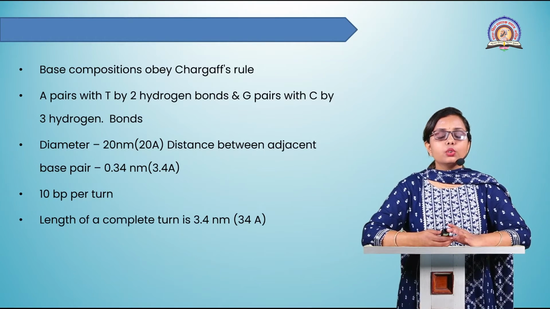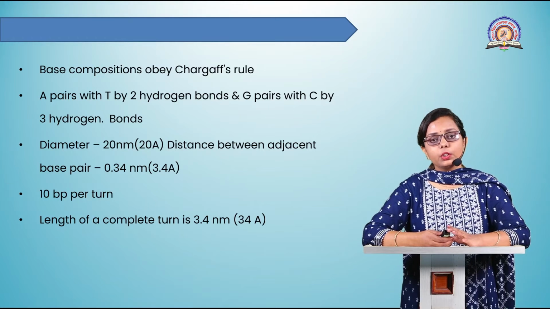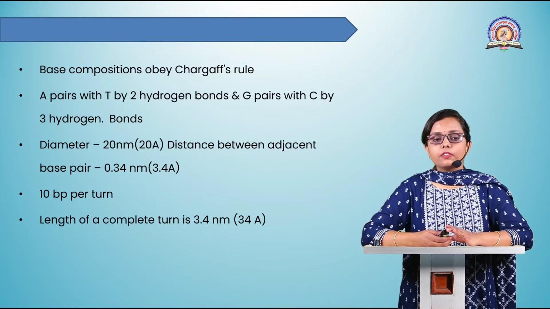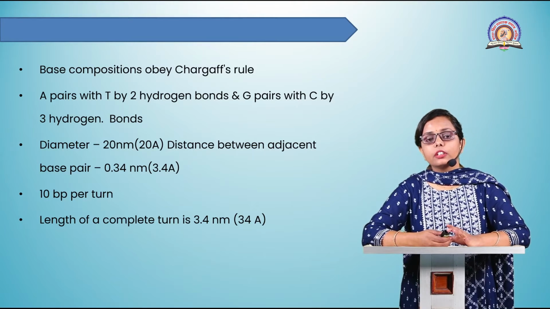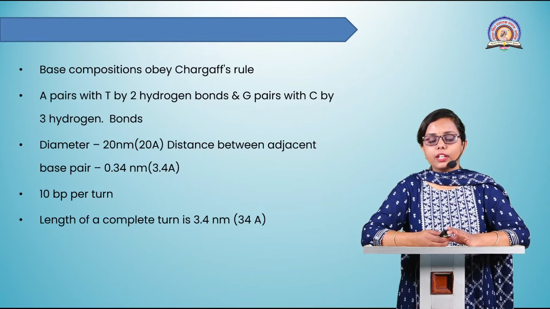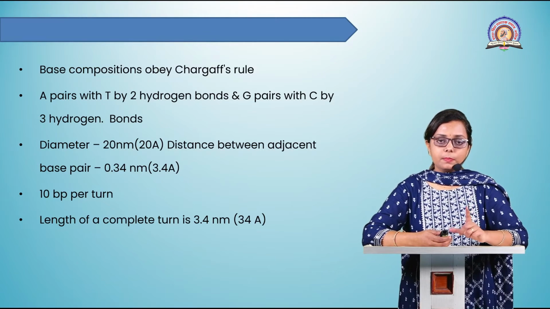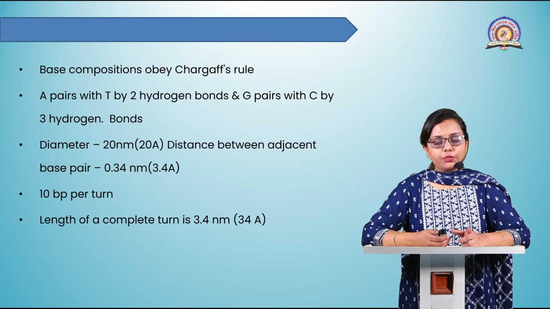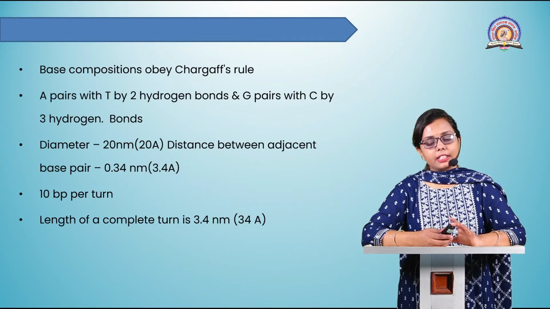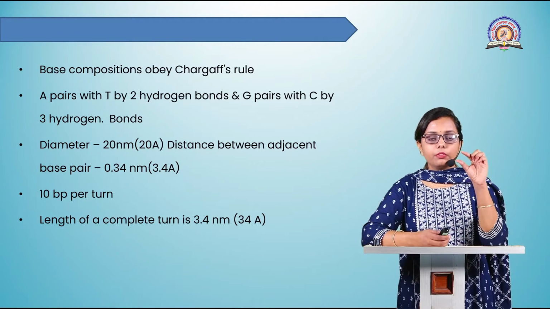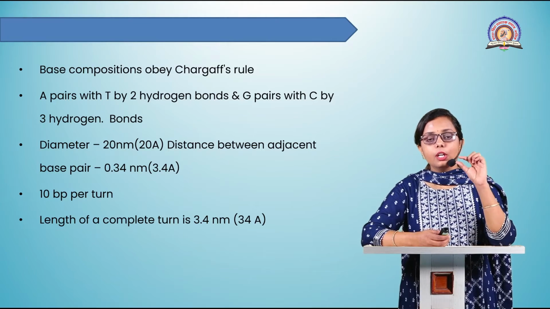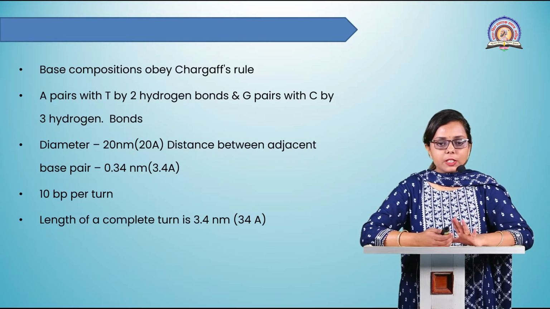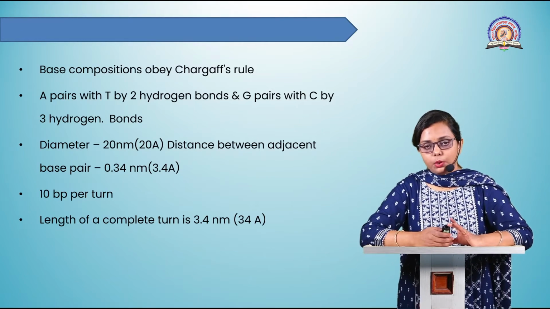These are various dimensions of the DNA. The diameter of the DNA helix is 2 nanometer, that means 20 angstroms, and the distance between adjacent base pairs is 0.34 nanometer, that is 3.4 angstrom, and there are 10 base pairs per turn. So as you can calculate, the length of a complete turn would be 3.4 nanometer, that means 34 angstrom. Remember, between two bases we have 0.34 nanometer, so a complete turn of 10 base pairs is 3.4 nanometer.